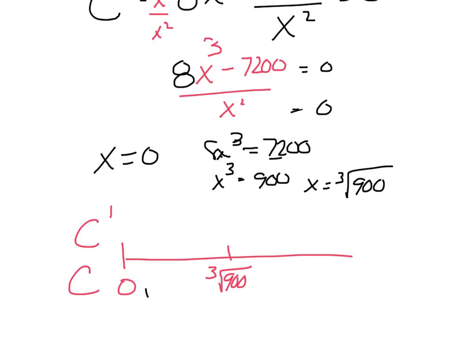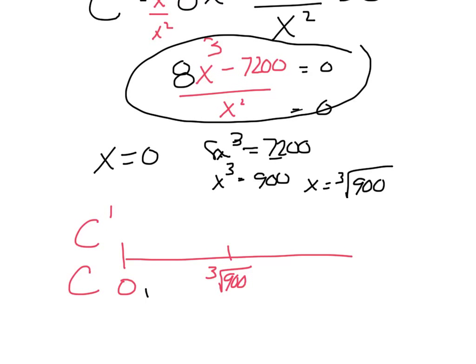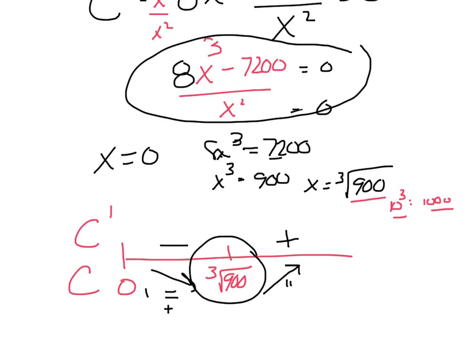I'm going to safely plug in a 1 there. And if I plug in a 1, I'm going to use this nice fraction. On the top, I get 8 minus 7200, which is a negative, over a positive gets me a negative. I don't know the cubed root of 900, but this is how I think of it in my head. I know 10 cubed is 1000. So the cubed root of 1000 is 10. Therefore, if I want the cubed root of 900, I know it's less than 10. So 10 would be a very safe number to pick here, or even 11 if you're worried. And clearly I'll get a positive value there. So I have created a minimum when x equals the cubed root of 900.